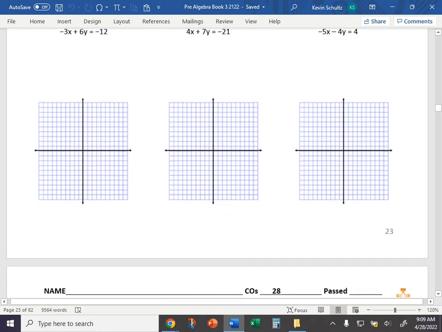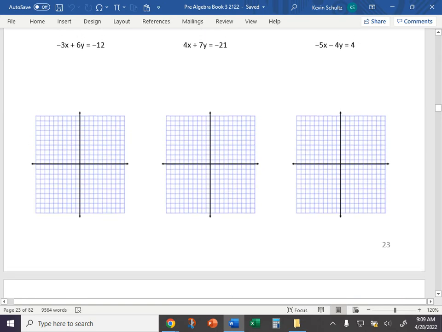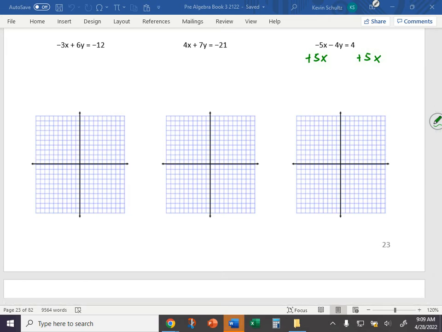Our first step is to convert this into slope-intercept form. Looking back at your notes from the first page, our first step is going to be add 5x to both sides. Move that x term over using opposite operations. Don't forget, that subtraction sign belongs to the 4y. It's going to make a negative 4y equals 5x plus 4.